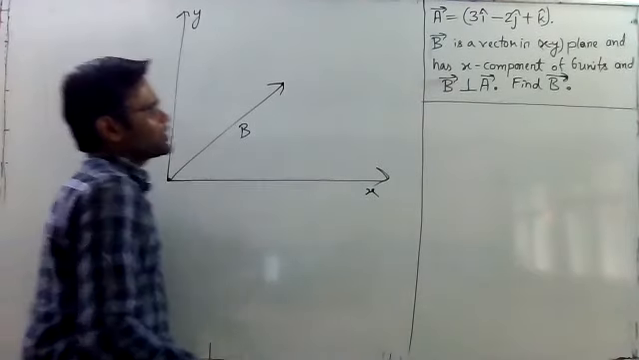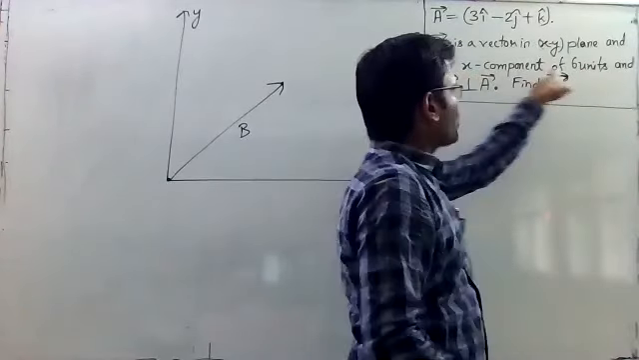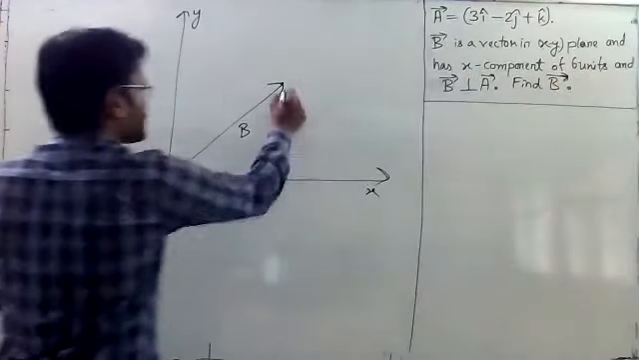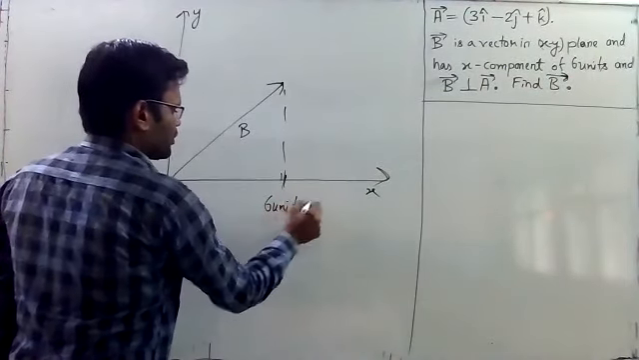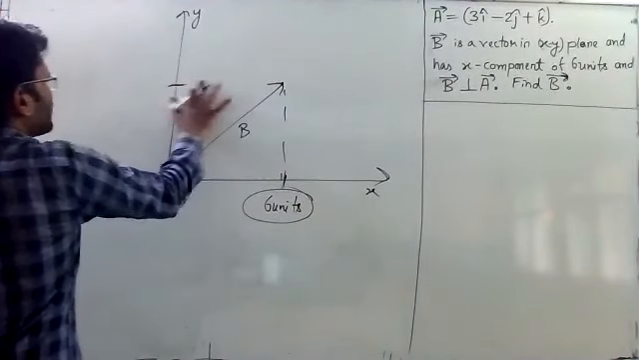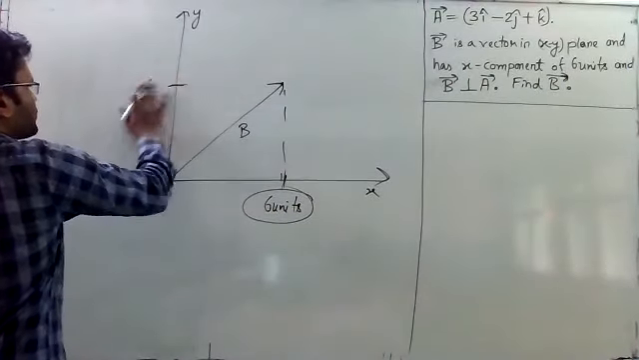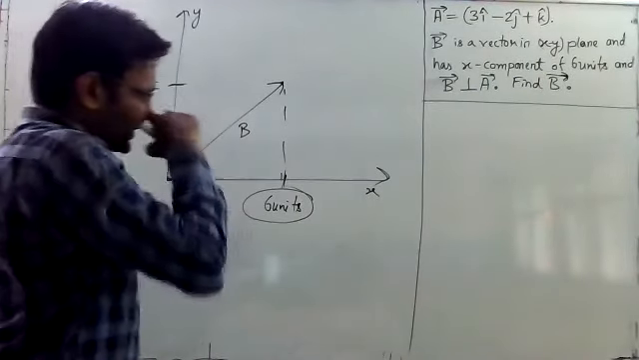Now, what is the question given to you? It has an x component of 6 units. Okay, I don't know the y component. Let the y component be C, suppose. C is the y component. So what can I write?